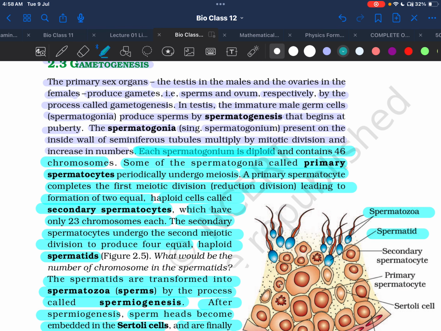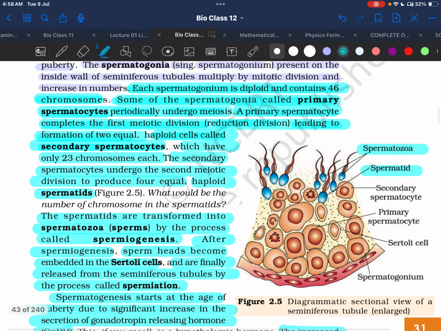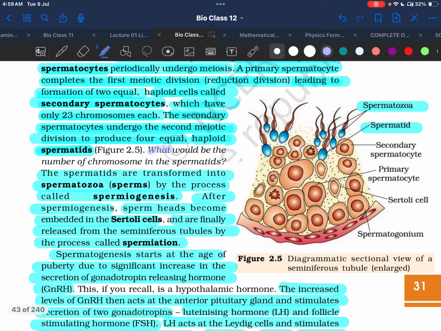Each spermatogonium is diploid and contains 46 chromosomes. Some of the spermatogonia, called primary spermatocytes, periodically undergo meiosis. A primary spermatocyte completes the first meiotic division (reduction division), leading to formation of two equal haploid cells called secondary spermatocytes, which have only 23 chromosomes each. The secondary spermatocytes undergo the second meiotic division to produce four equal haploid spermatids. What would be the number of chromosomes in the spermatids?